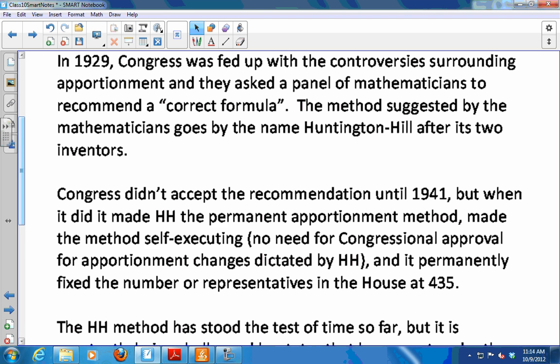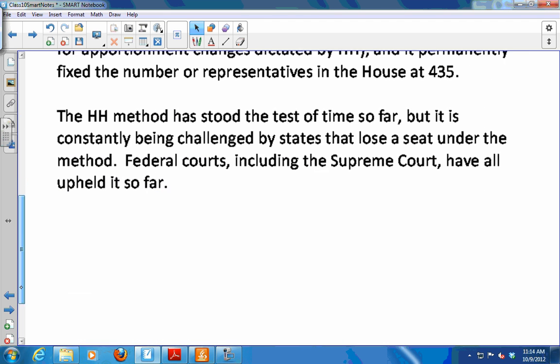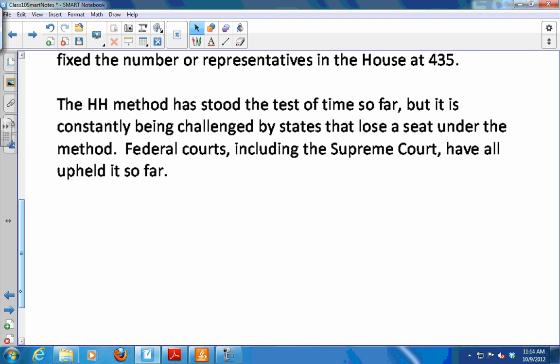So there is no fight in Congress about whether or not to reapportion. We said it has to happen automatically. And it permanently fixed the number of representatives in the House at 435. The only exception to that being if we add a new state, then we would add more seats to Congress.